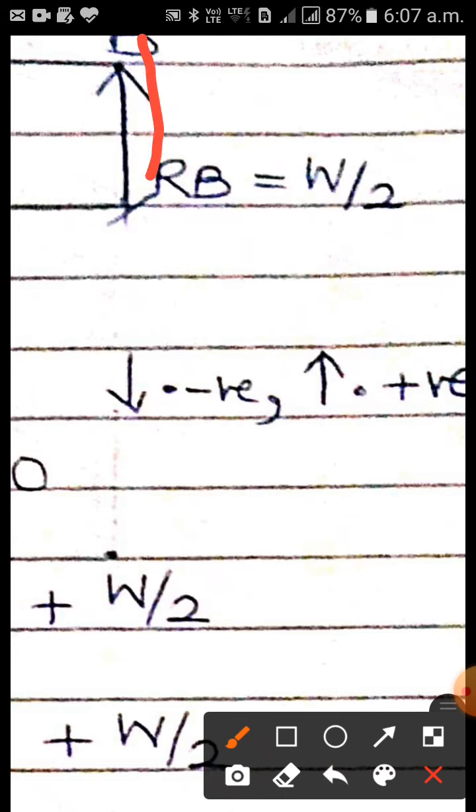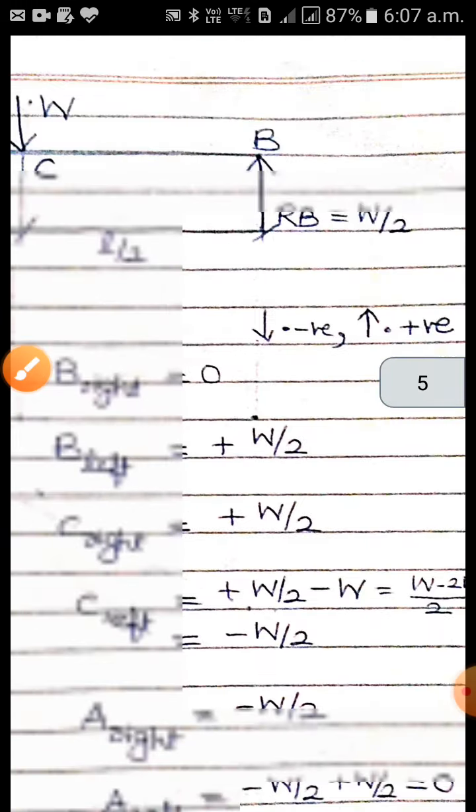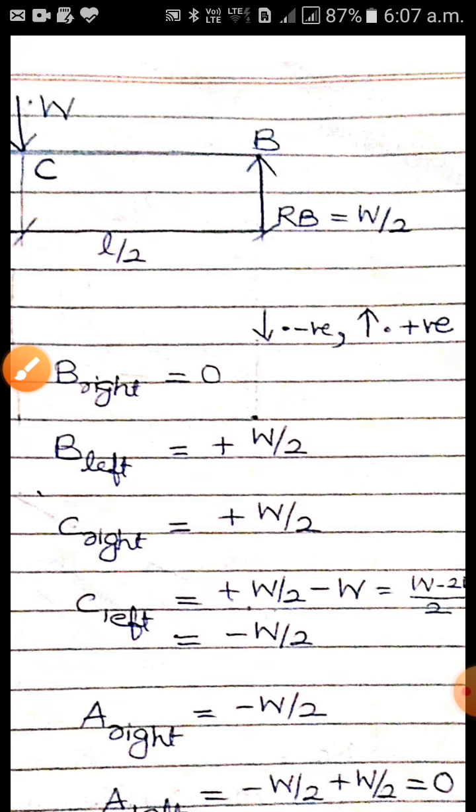Now B right, 0, no force to the right. We are considering only right. Now B left, what do you see? Can you see this RB? And it is acting upward. So upward positive. See here the sign convention, upward positive. So plus WL by 2. So that is what I have written. B right 0, B left plus WL by 2.